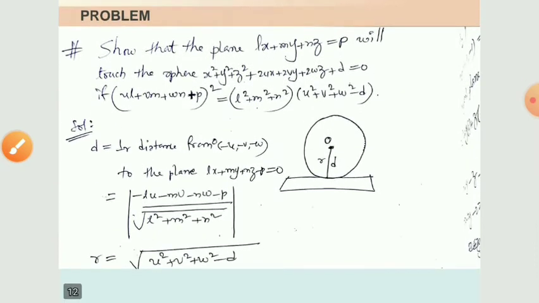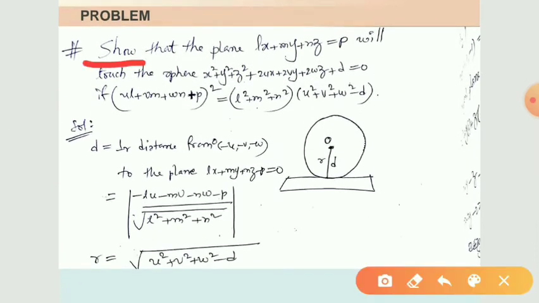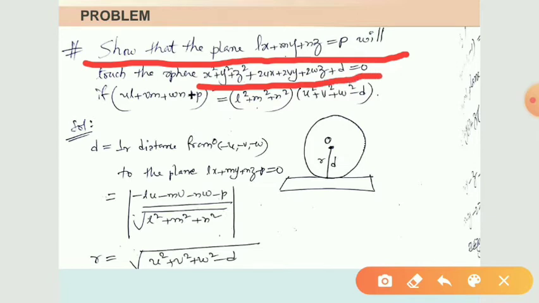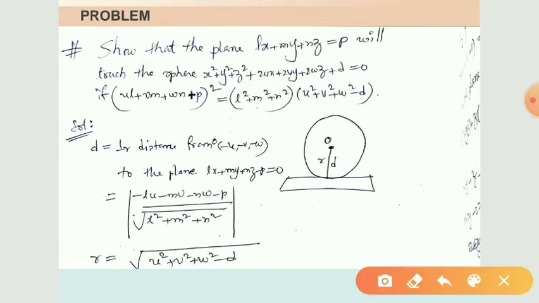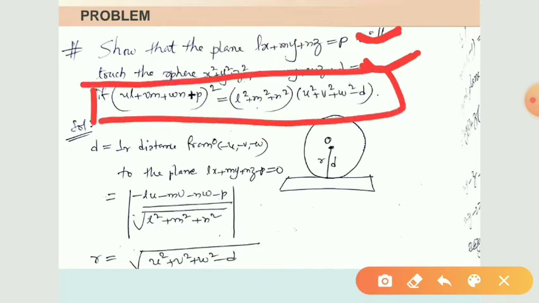See this problem. Show that the plane Lx plus My plus Nz is equal to P touches the sphere x square plus y square plus z square plus 2ux plus 2vy plus 2wz plus d is equal to 0 if this condition is satisfied. So, what do we have to do here? Here this is the plane and this is the sphere. We have to prove that this plane touches the sphere only if this condition is satisfied.